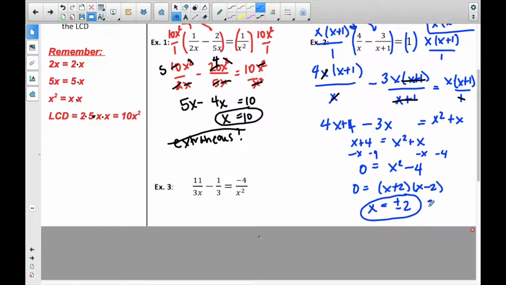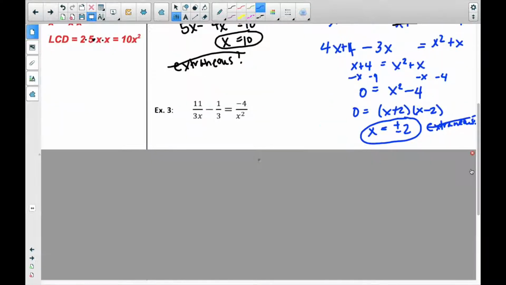Once again, we need to ask ourselves, are these extraneous? And again, extraneous means if you plugged it into the denominator, would it make it an undefined problem. And if I take those 2 and negative 2, those are fine. They work. I don't need to worry about extraneous in this situation. Okay, take a minute now, pause the video, and see what you can do with example number 3.